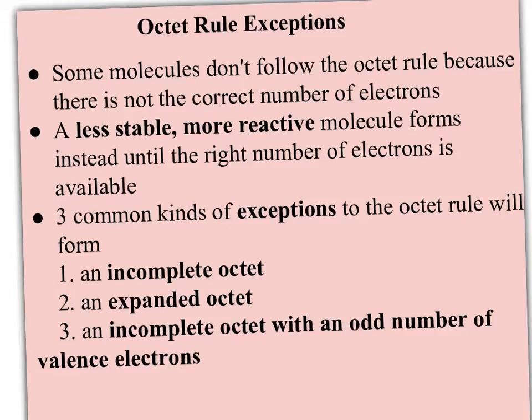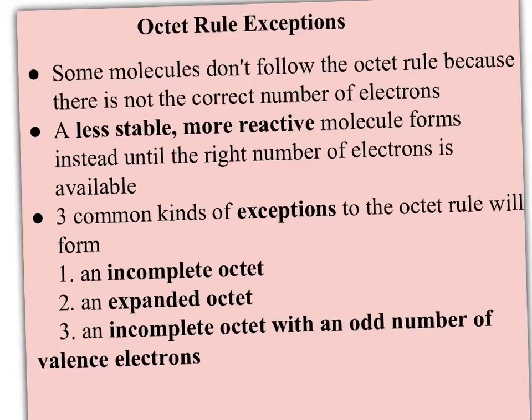So what the atoms do is they use the electrons available to get as close to octets for all the atoms as possible. And so it's better than not bonding at all, but the molecule it forms is less stable and more reactive than the molecule would be if it did have the perfect octets.